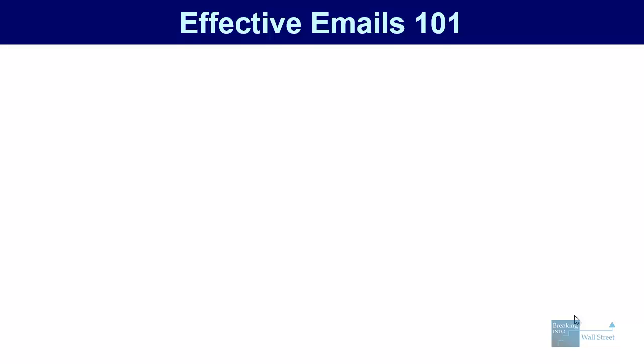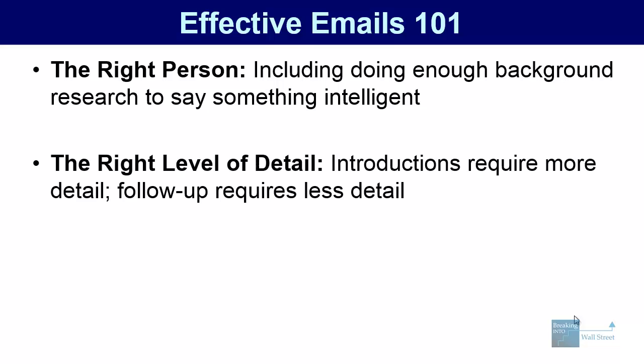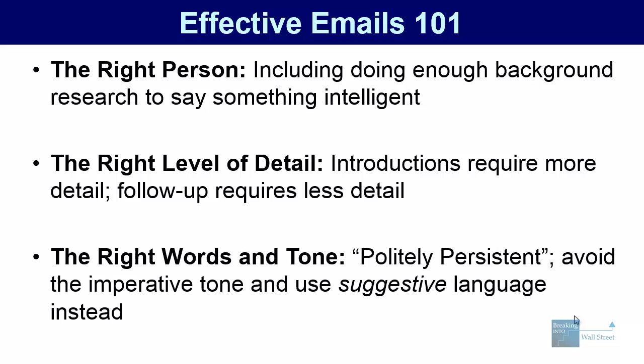So what are the key components of effective emails? The top three, if we had to make a list, would be number one, you have to send your emails to the right person. Now this includes doing background research and knowing enough about the person to say something intelligent. The second point is using the right level of detail. If you're initially contacting someone, you need to give more detail about who you are. But if you're just following up on something or sending an email after the fact, you usually don't need as much detail. And then finally, you have to use the right words and the right tone.